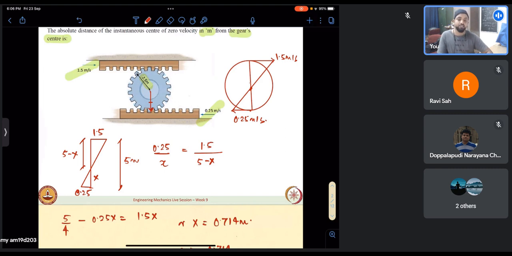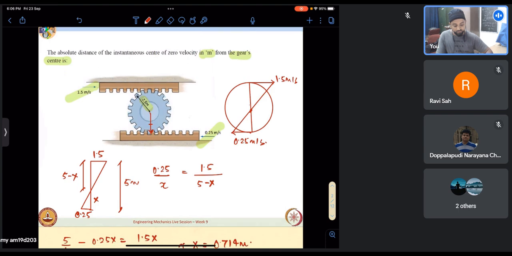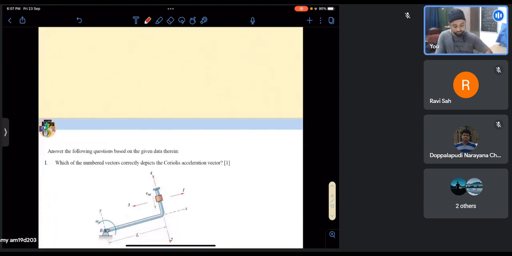Are there any questions based on this, or shall we move on to the next problem? If there are any, I'm happy to take them now. Okay, so I take it that this is clear. So I'll move on to the next problem.